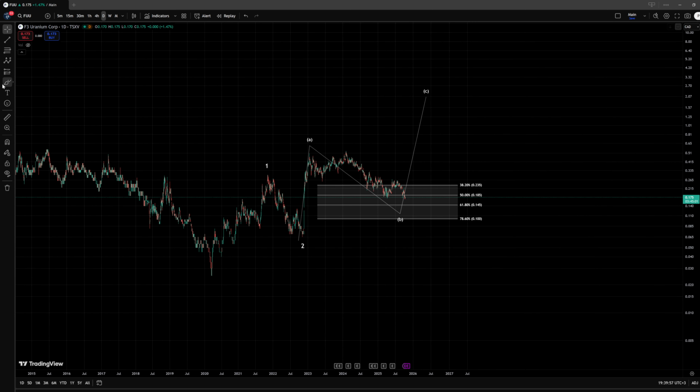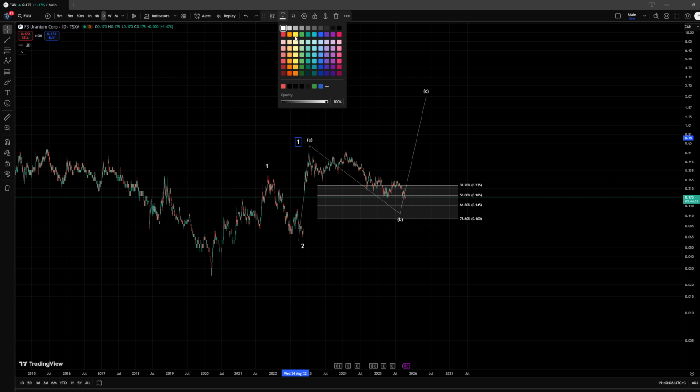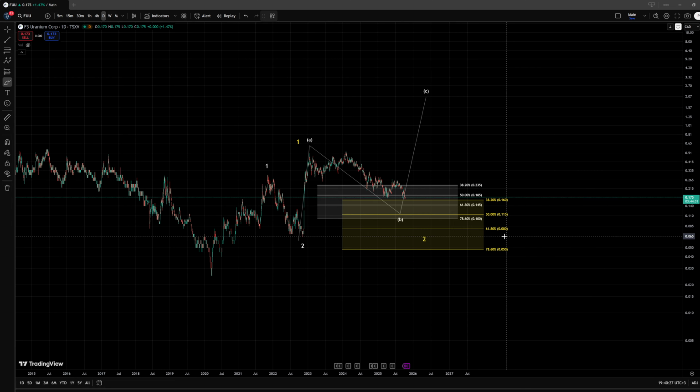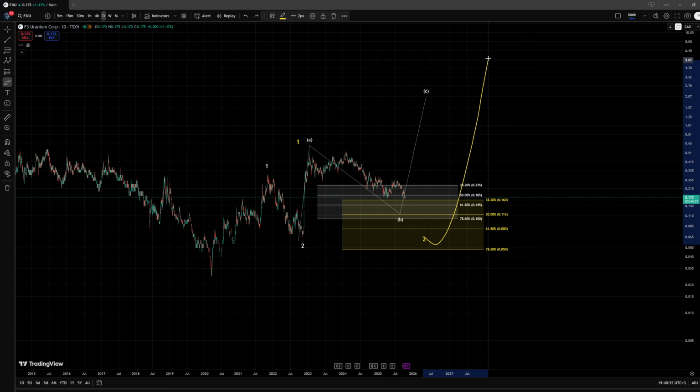Then we also have the possibility to track this entire movement as an ABC structure to the upside, have this as a wave 1, and let's use yellow for this. Then we are now looking for a larger wave 2 correction, where in this case I would be looking to find support in the area between the 16 cent level all the way down to the 5 cent level at the 78.6% retracement.